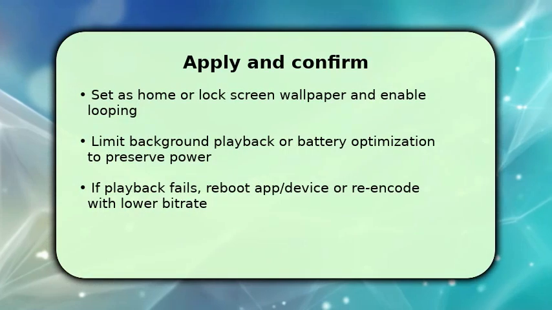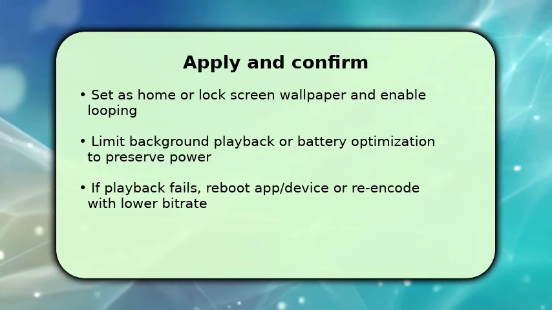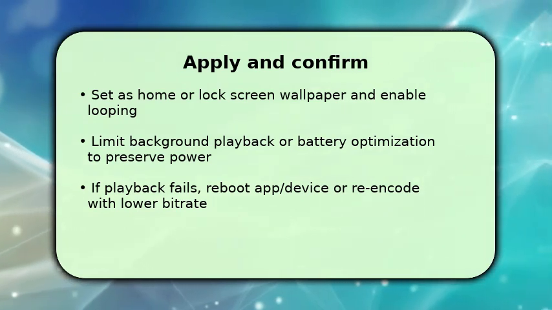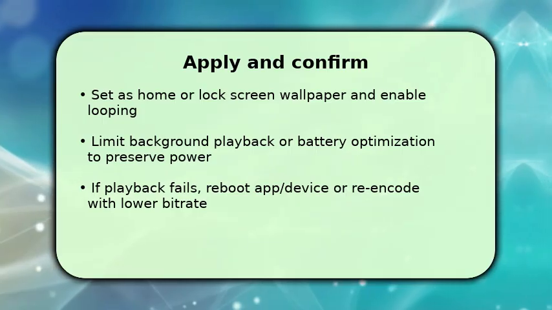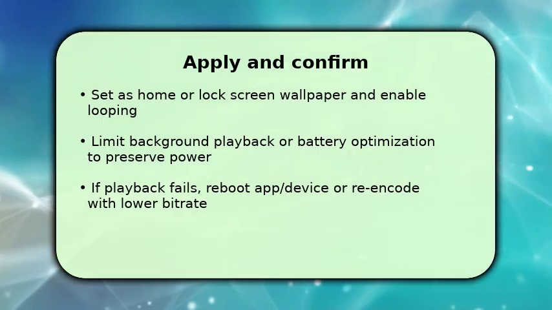You finish by applying the prepared file. Choose Home, Lock, or both, and enable continuous looping if available. After applying, test by returning to the home screen and letting it run for a minute. Make sure animations aren't stuttering.